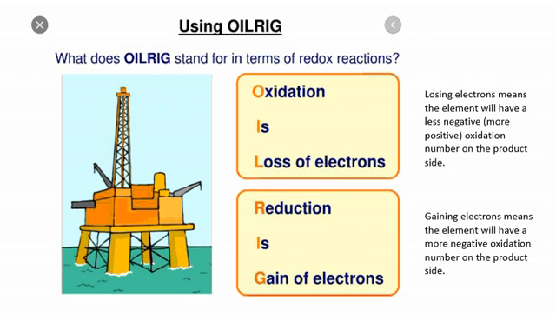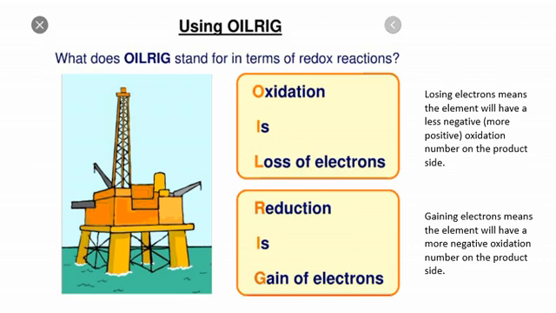Now that we've talked about when an oxidation number is different from a valence number and when it is the same, we're ready to apply that idea of oxidation numbers to equations. And the way that you typically remember which process does what with electrons is by looking at the phrase OIL RIG. So the OIL in OIL RIG is oxidation is going to be loss of electrons, and the RIG is reduction is going to be gain of electrons.